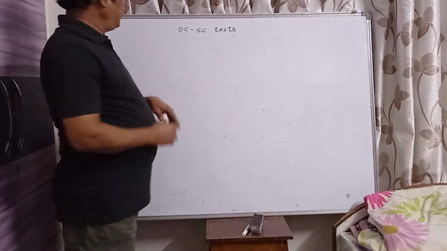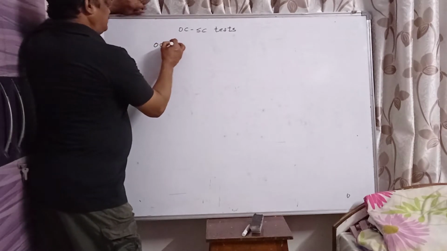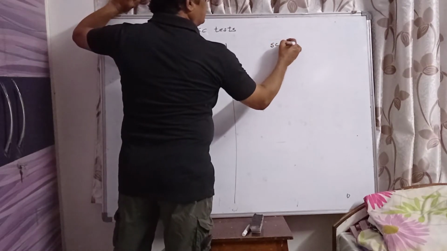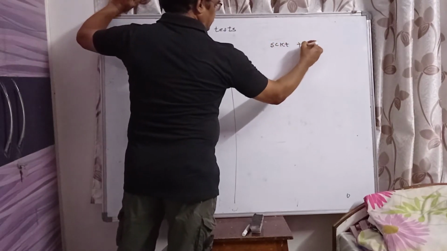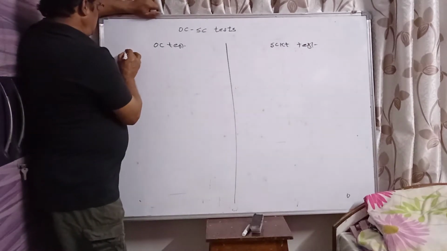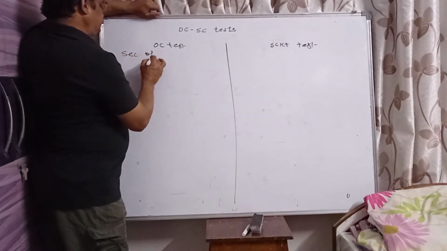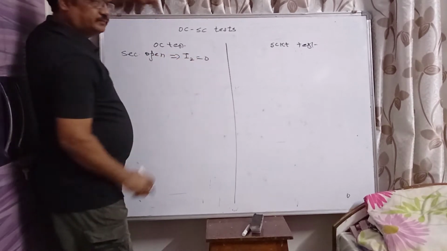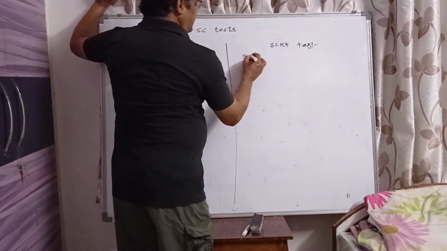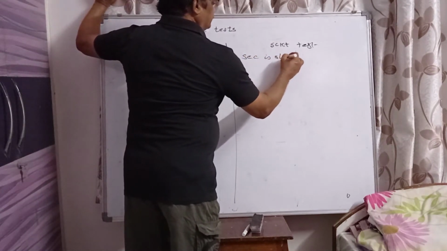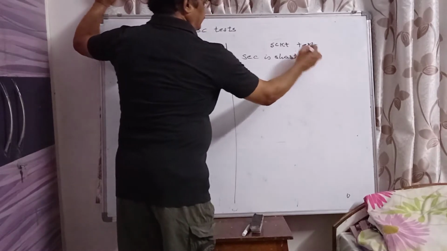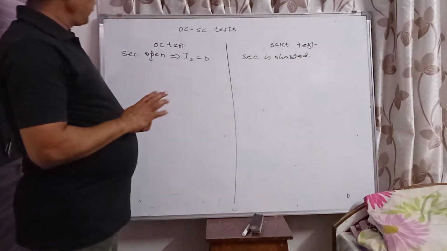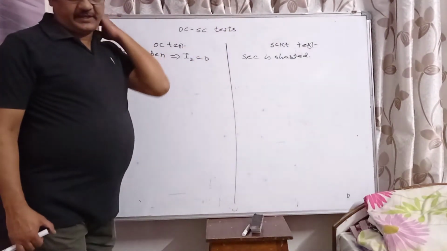So open circuit test and short circuit test. Secondary open means secondary current is zero, and secondary short means the terminals are shorted, so it will carry current. So, open circuit test and short circuit test.